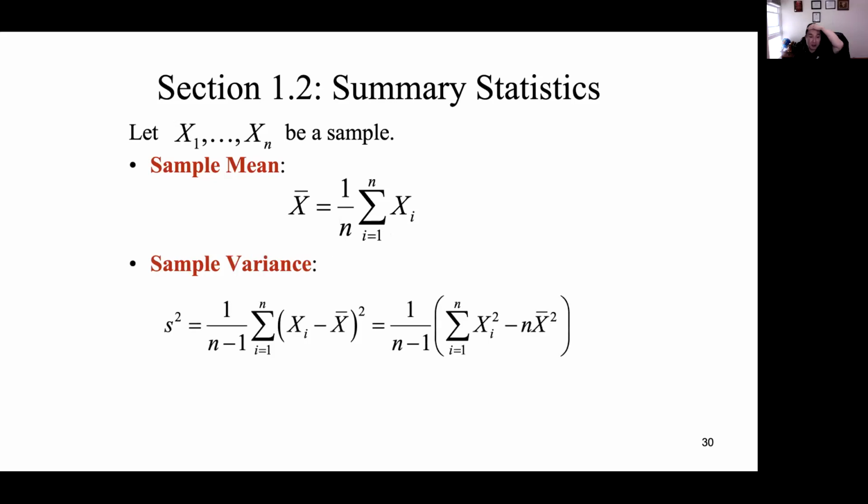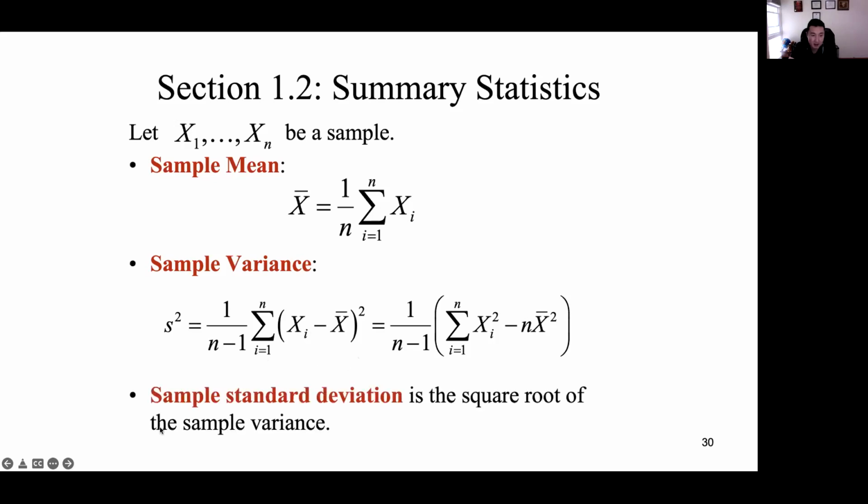Sample variance is called S squared, and S is called the sample standard deviation. It is calculated using one of these two equations. Xi is the sample items, x-bar is the sample mean, and n is the sample size. S, the sample standard deviation, is the square root of the sample variance.